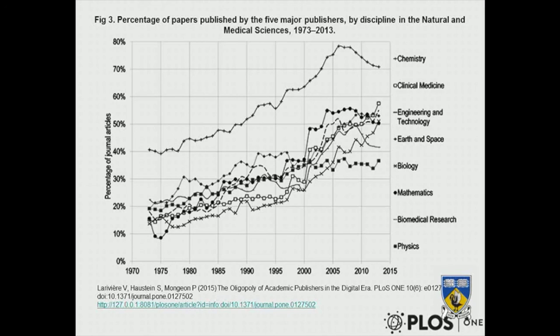The reason why I think it's so important to have discussions and talks like this and make people aware of what's going on is because of graphs like this. This is a paper that was published in PLOS ONE last week, and what it essentially shows is how the control of publishing has changed between 1970 and 2015. It's called the oligopoly of academic publishers. Just look at chemistry. Chemistry has gone from having 40% of publications published by five publishers to, in the early 2000s, 80%. It's gone slightly down to 70%. But all of these graphs are going up.